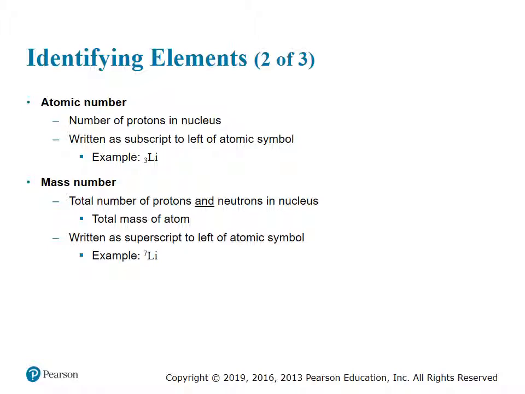The atomic number, right? It's the number of protons in a nucleus. Just how many protons does it have? That's the number there, right? The mass number, when we talk about the mass number, it's the total number of protons and neutrons in the nucleus.